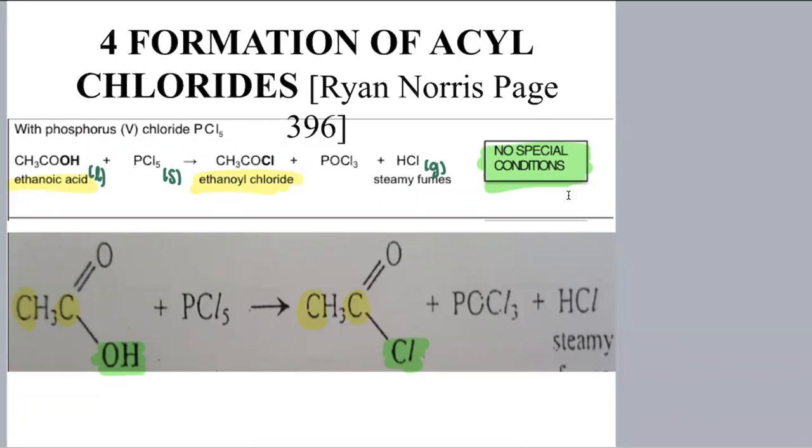Sorry, did I say hydrochloric? Hydrogen chloride gas. Okay, it's not an acid, it's not a liquid, and for this reaction, you do not need a special condition. So that means you just simply throw PCl5 into your carboxylic acid.